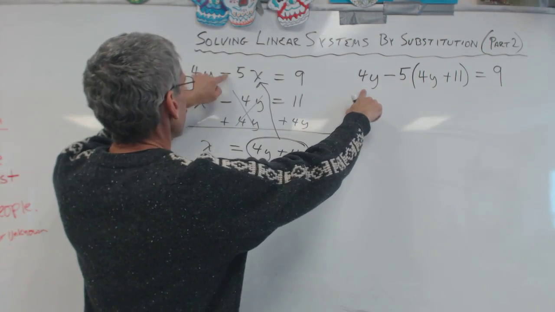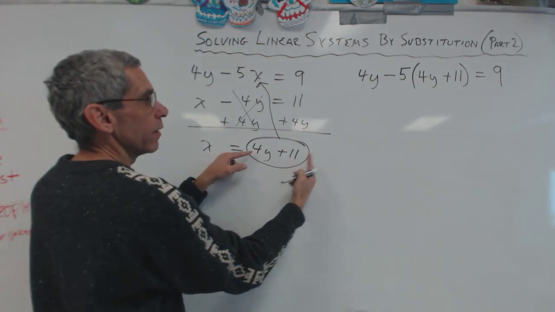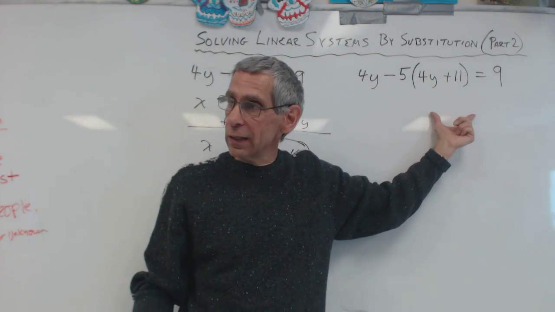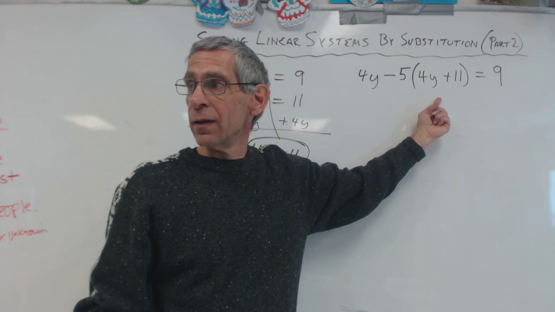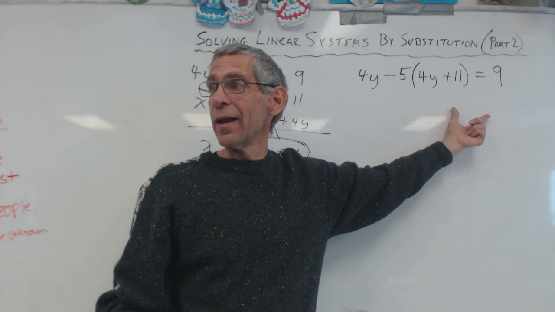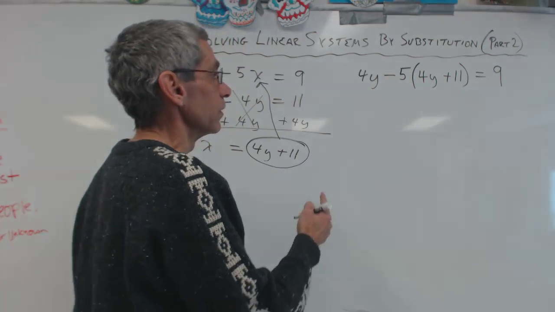Did I do this right? No. 4y minus 5, parenthesis, and then the x, 4y plus 11, parenthesis, equals 9. Those parentheses are really important because it's not just 5 times the 4y and then plus 11. It's 5 times everything, 4y and 11. You've got to multiply the 5 times both of them, the negative 5 in this case.